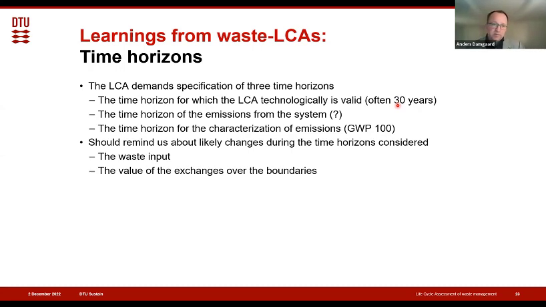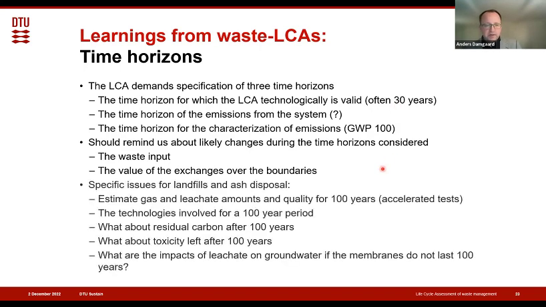And this is where the waste input, of course, the amount, but also the composition changed. In the same period, we've started getting a lot more plastics. That means we have a lot more fossil CO2 outputs coming from this. So again, when we make this, we have to reflect these changes. Also, the value of exchanges over the boundaries. Is the material worth the same? And I'll get back to that later.